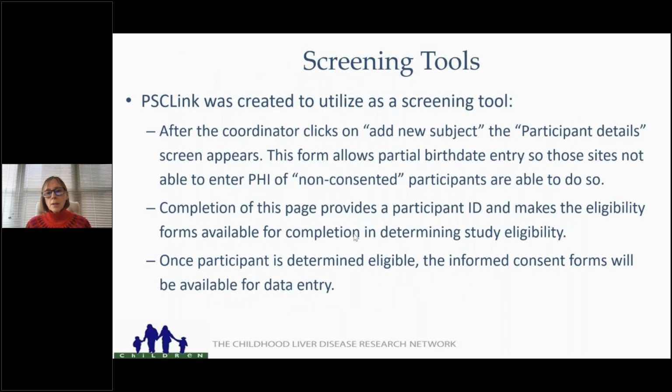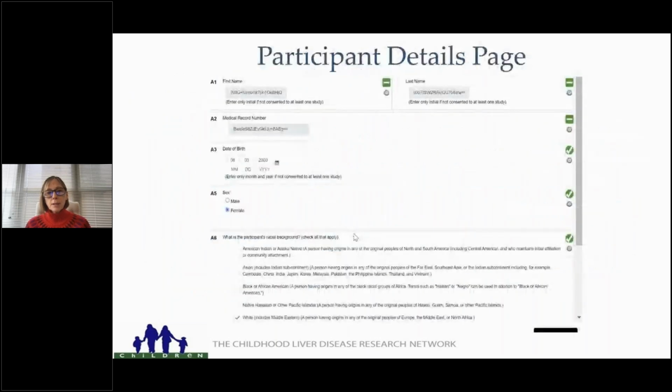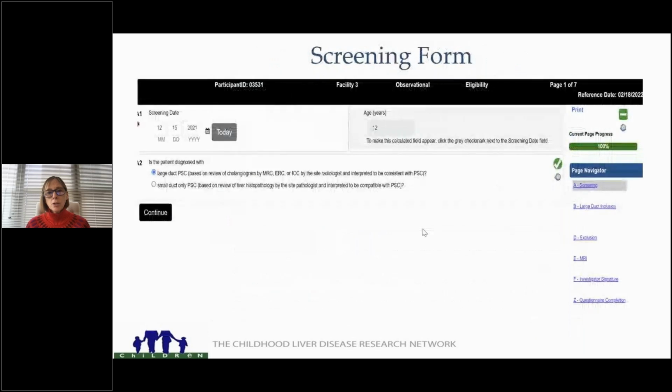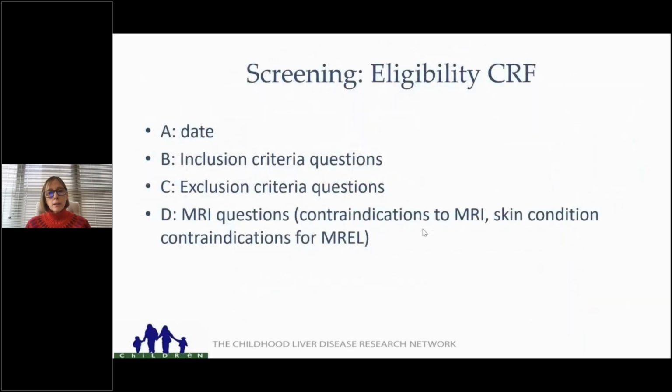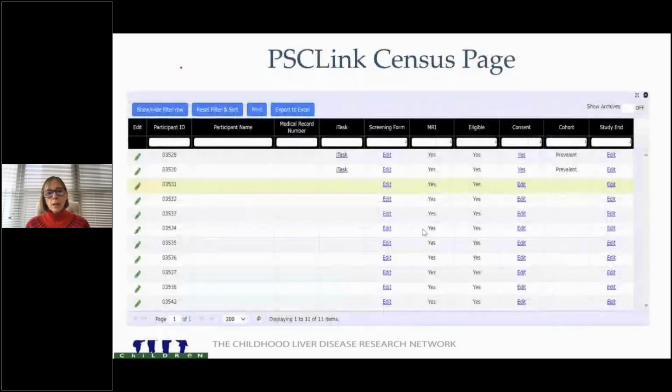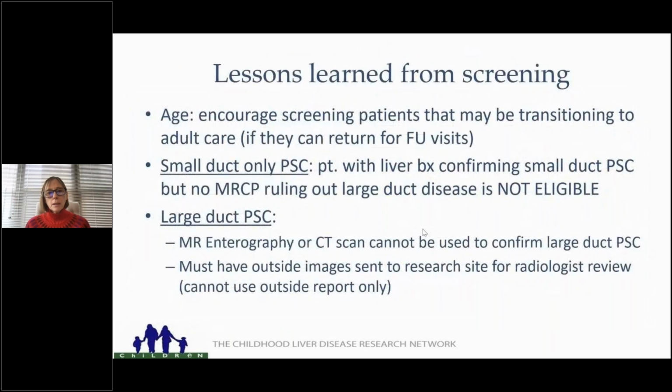And then you can go to the next. This is more specifics on the PSC link, and you guys already know this. You can keep going. This was some information we gave last year. And we went through eligibility.